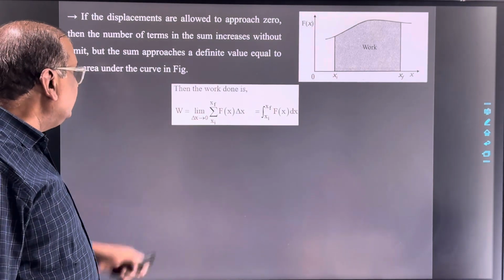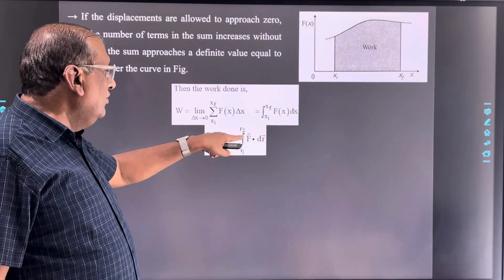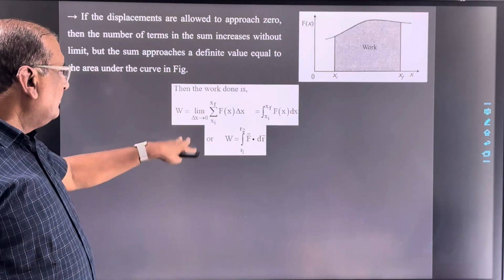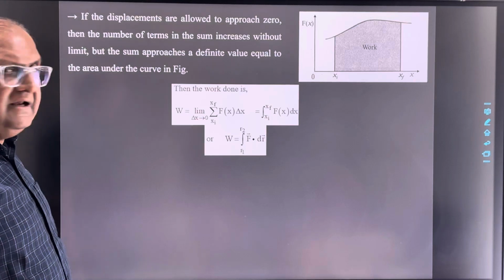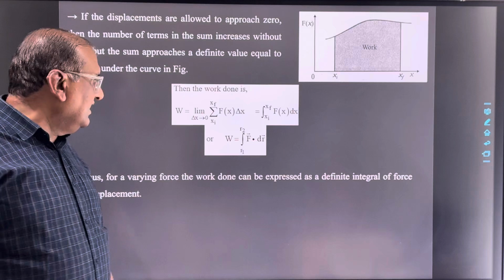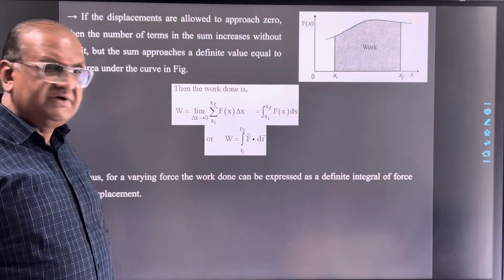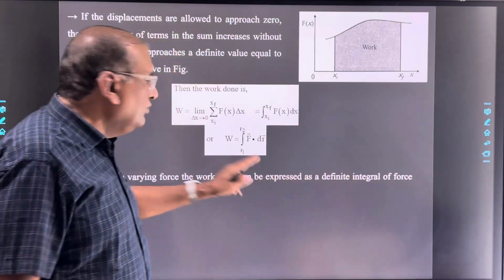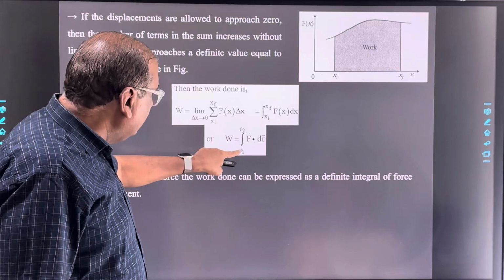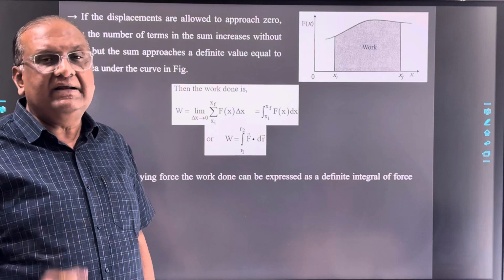So we can write this W like this also. W is the integration from R1 to R2 of vector f dot vector dr. So in broad sense we can write this equation like this. For varying force, the work done can be expressed as a definite integral of force over displacement. Definite integral means you have to carry out the integration between these two limits. This is the lower limit, this is the upper limit. So it is called the definite integral.